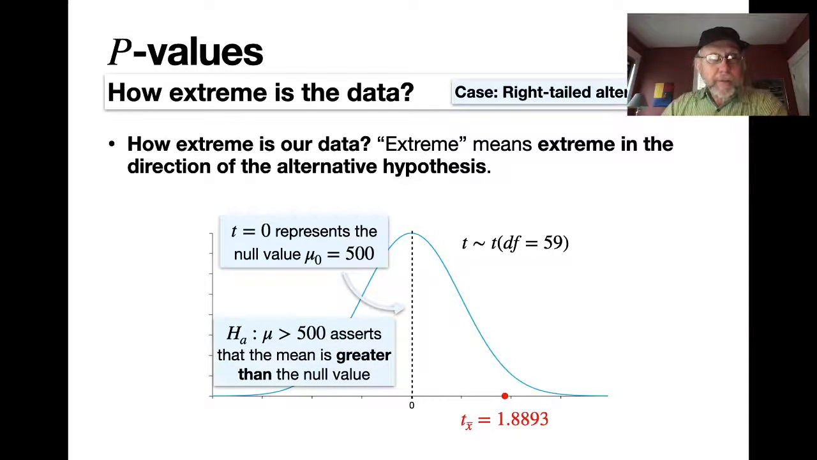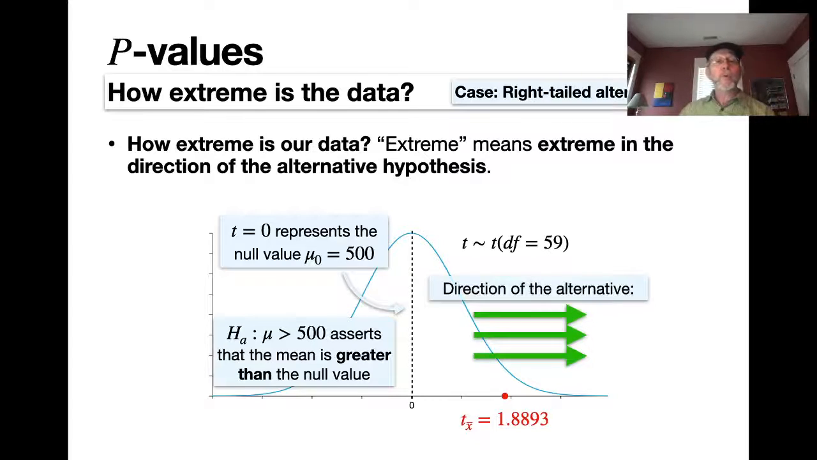But the alternative specifies that the mean is actually bigger than 500. And so extreme in the direction of the alternative hypothesis would mean t-scores that are greater than the null value. And so that would correspond to t-scores that are bigger than 0. So the direction of the alternative for a right tail test is values of t that are larger, to the right, in other words.